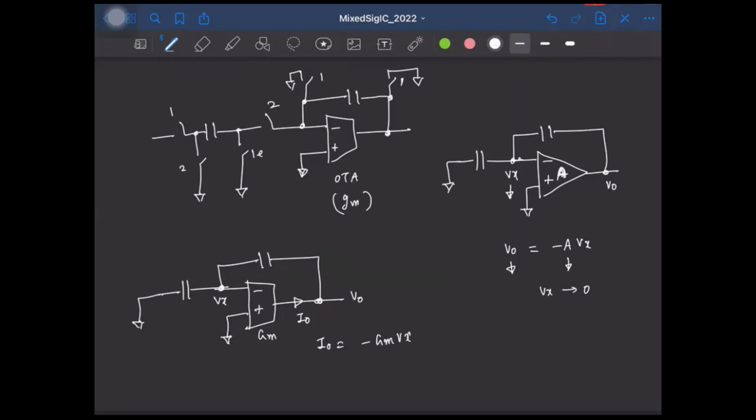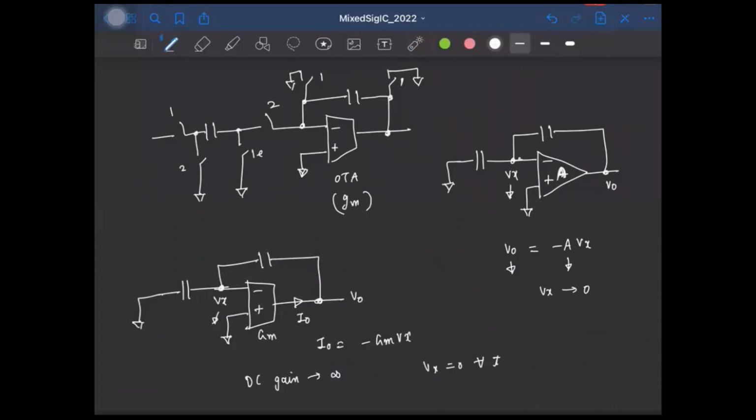Because we don't have an output resistance, the voltage gain is infinity at DC. So the DC gain is infinity. But at high frequencies, we clearly see that the capacitor will provide a short circuit path and the output voltage will go to 0. So which means the gain will also drop to 0, right? Which means this voltage Vx will not be 0 for all time, right? Because the voltage gain is not infinity for all frequencies.